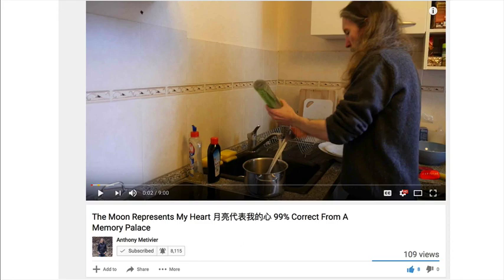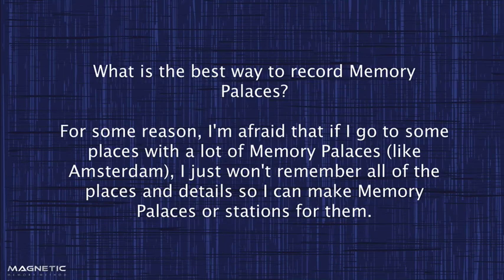So to get to this question, the question is, what is the best way to record memory palaces? For some reason, I'm afraid that if I go to some places with a lot of memory palaces like Amsterdam, I just won't remember all of the places and details, so I can make memory palaces or stations for them. Well, this is a very legitimate concern, and it's a great question.